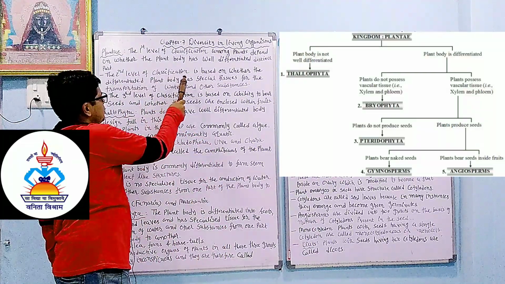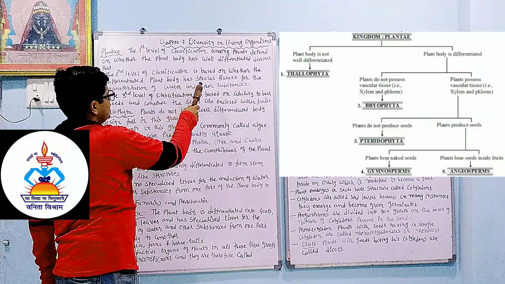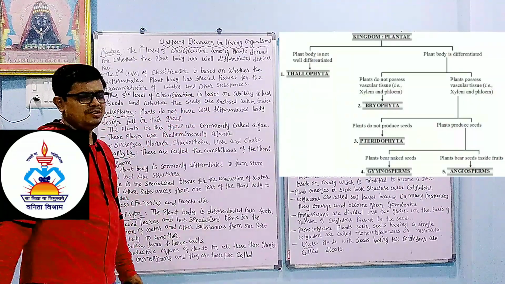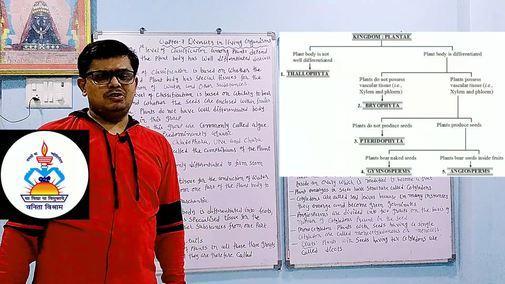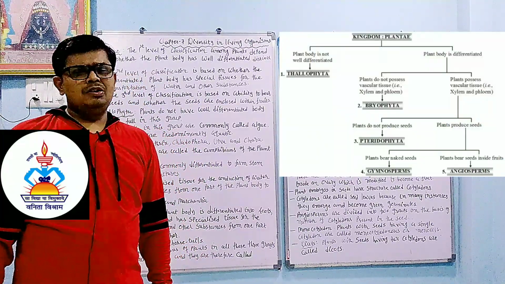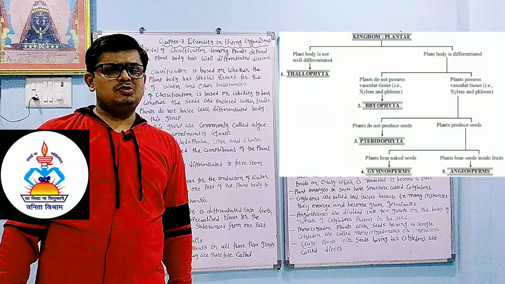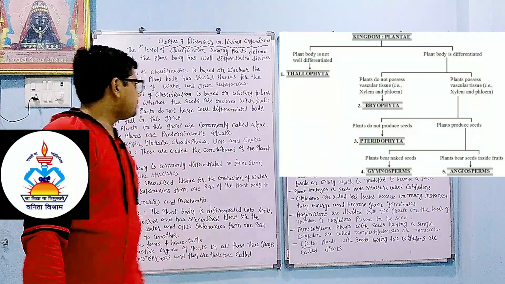The second level of classification is based on whether the differentiated plant body has special tissue for the transportation of water and other substances. So second category in that, xylem or phloem is present or not. Xylem and phloem are responsible to conduct the water to the different parts of the plant as well as to carry the food from one part to another part of the plant.